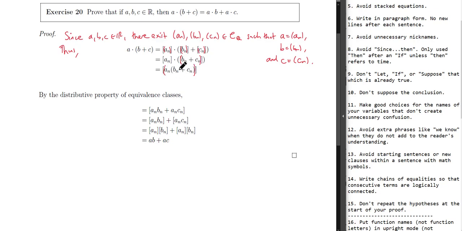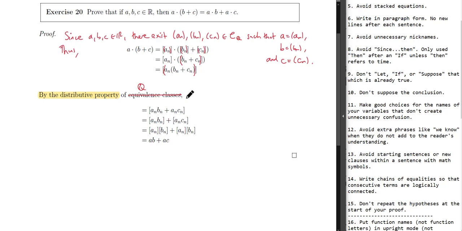this multiplication. And now you're right to say that we want to use the distributive property, but it's not the distributive property of equivalence classes. That's actually essentially what we're trying to prove. We're trying to use the distributive property of the rational numbers. Okay, so this would be of Q.